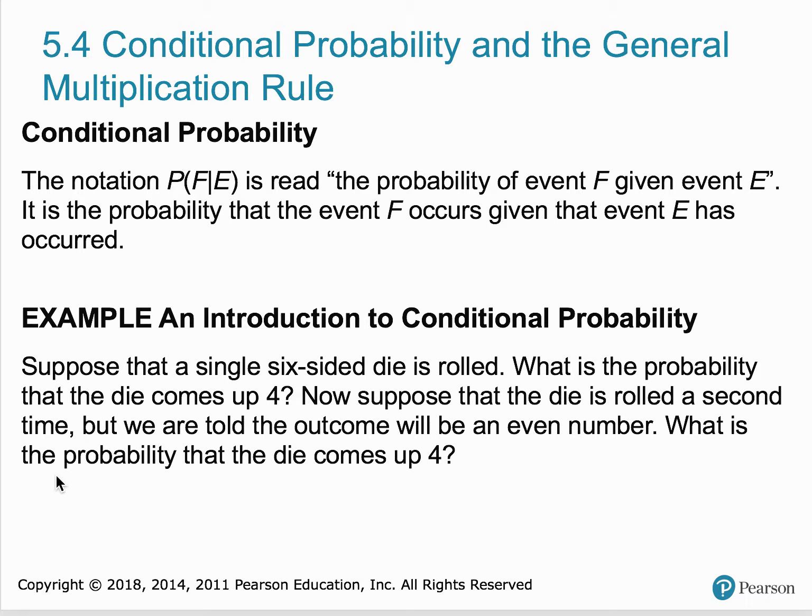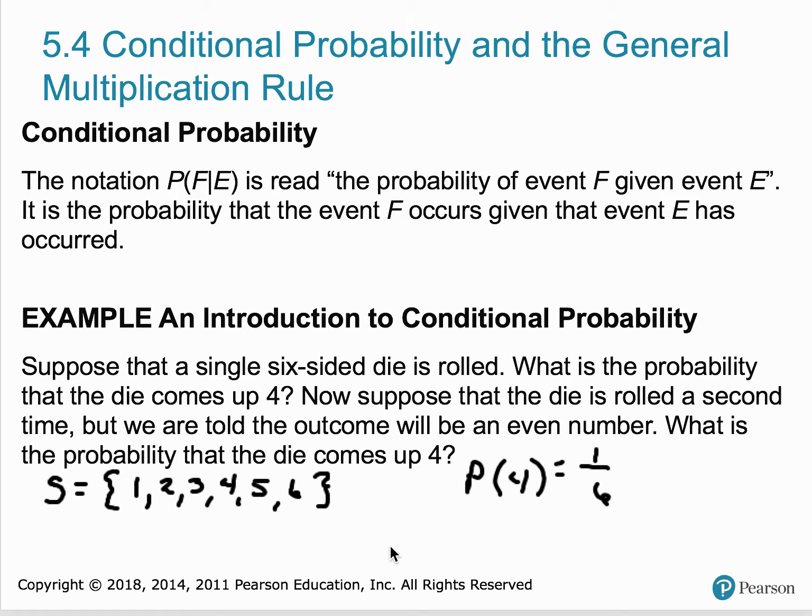Okay, so let's look at our sample space for each one and see if we can calculate the probabilities. For the first one, it's just what's the probability a die comes up 4. So our choices are 1, 2, 3, 4, 5, 6. There's one 4, so the probability that we get a 4 is 1 out of 6.